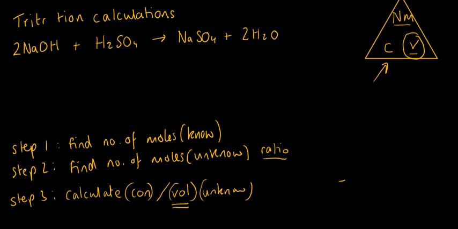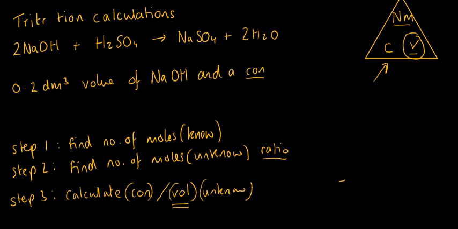And then if I was to write this down as a question rather than writing it down underneath the various parts, if I said that I had, let's say, 0.2 dm cubed volume of NaOH and a concentration of, let's go with 0.02 mole per dm cubed.